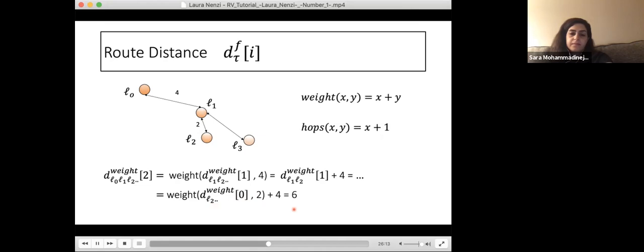Similarly, if you do the same considering the hops function, what you have here is just 2, because you are summing 1 and 1, 2 times, and that is exactly the number of hops that you have in the route.